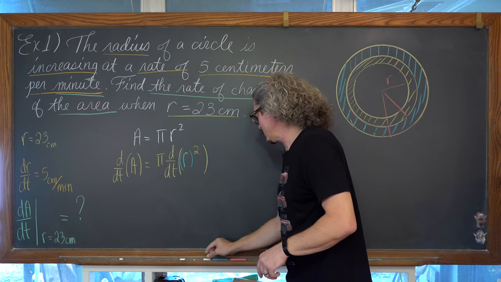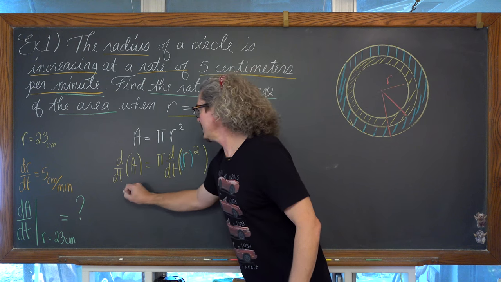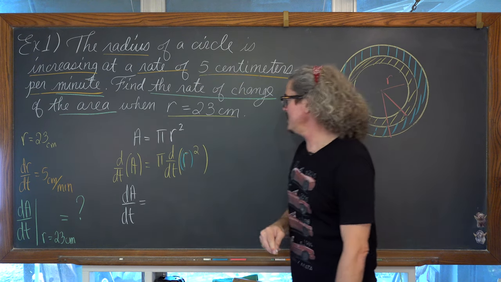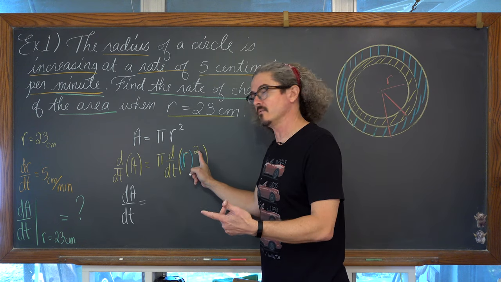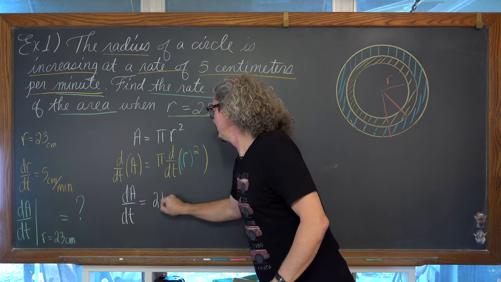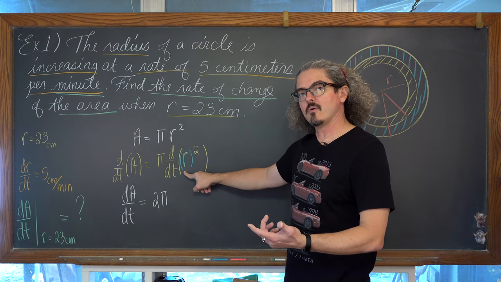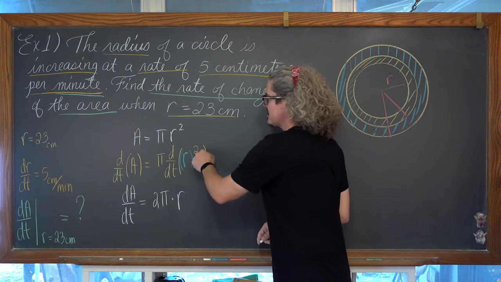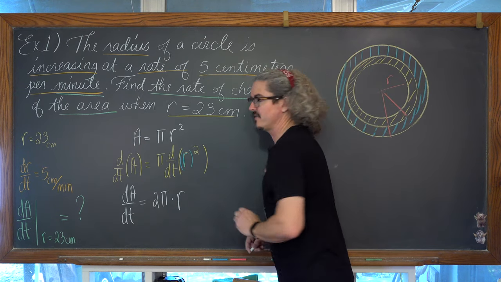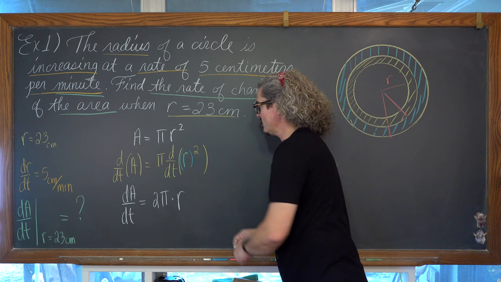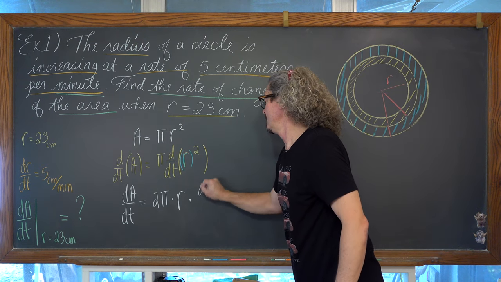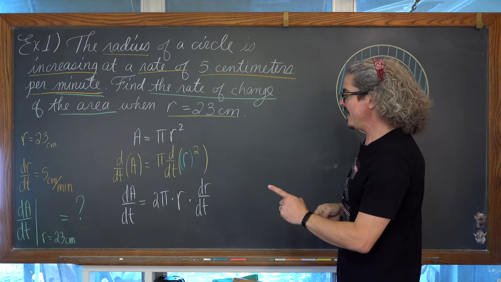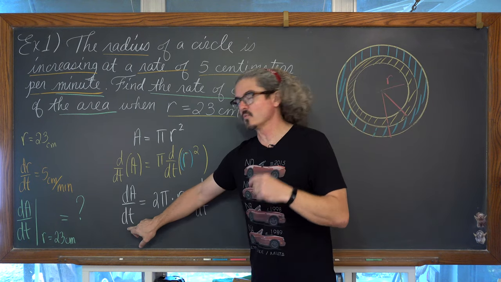So ultimately, on the left hand side we have dA over dt is equal to, now the 2 is going to come down, so we have 2 times pi. Then we're going to reduce the power on the r by 1, so it's going to be 2 pi r. But then inside that power of 2, we have that r. We're going to finish that chain rule and multiply by the derivative of r with respect to time. Now we have a derivative for area.